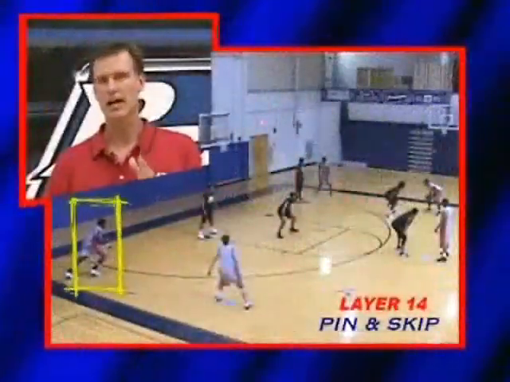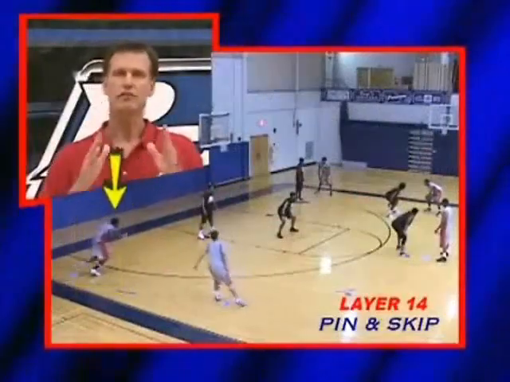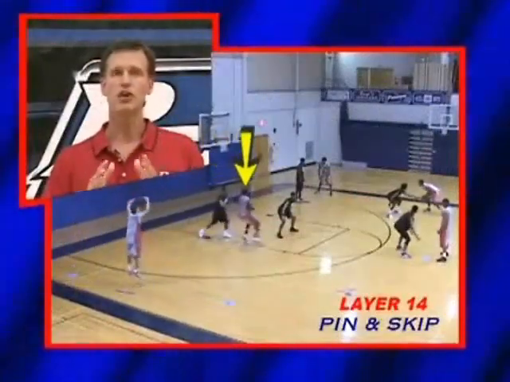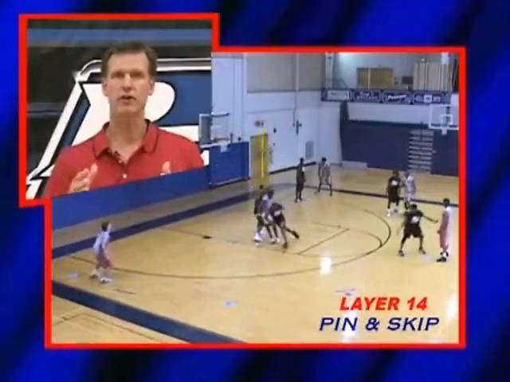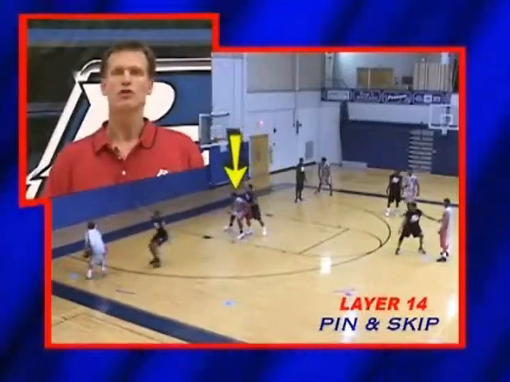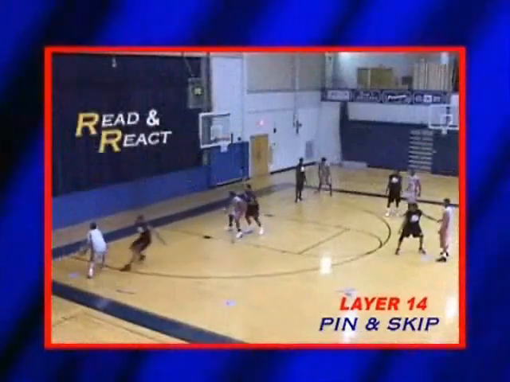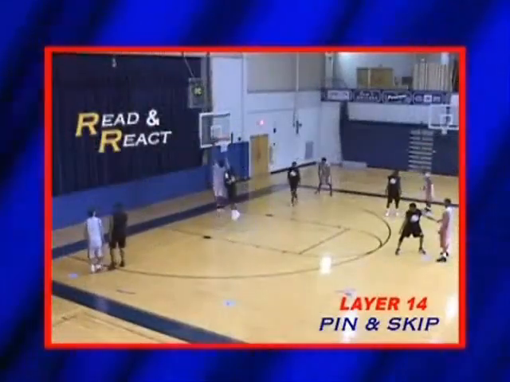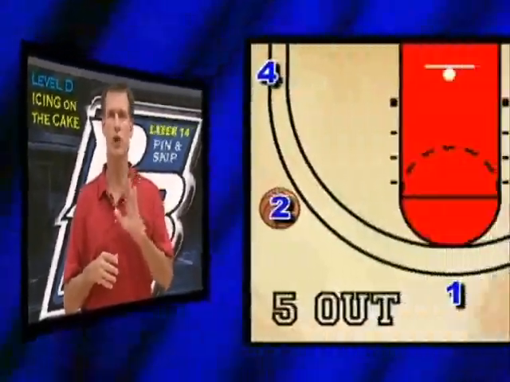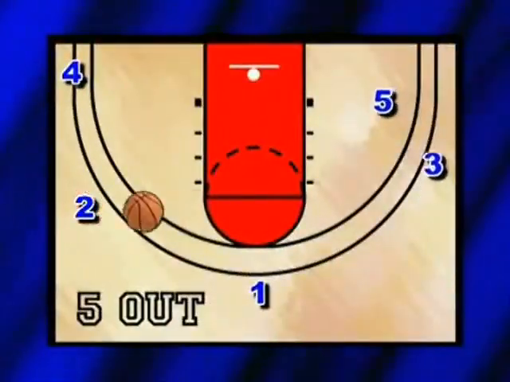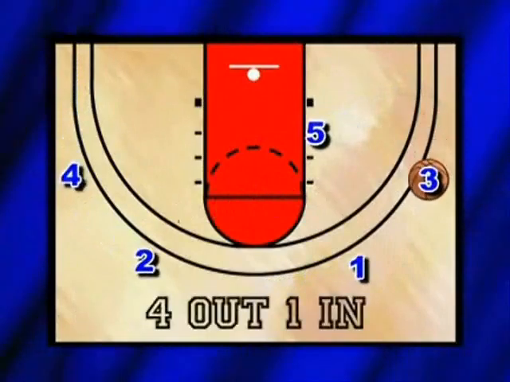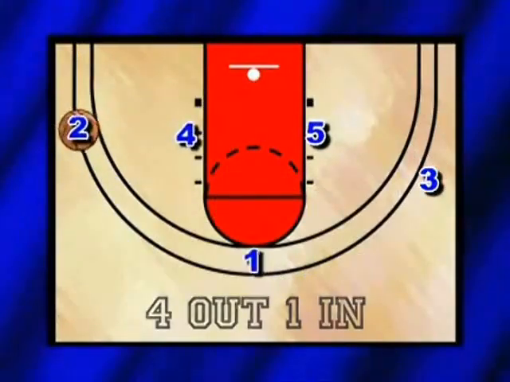Now let's look at what's happening with the pin screener. After setting the pin screen, his job is to seal the next defender and open up to the ball. So as the ball is in the air, remember that you've got a possible post feed for a layup as soon as the ball hits your hands. And by the way, this is a natural way to transition from 5 out to 4 out 1 in, and from 4 out 1 in to 3 out 2 in.